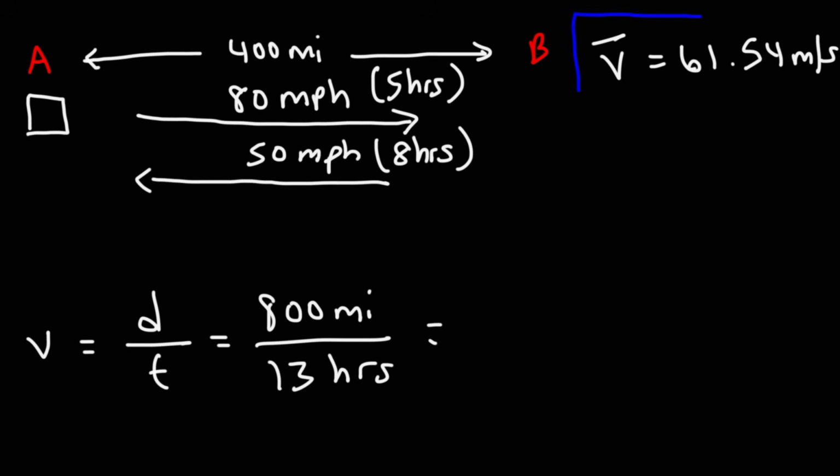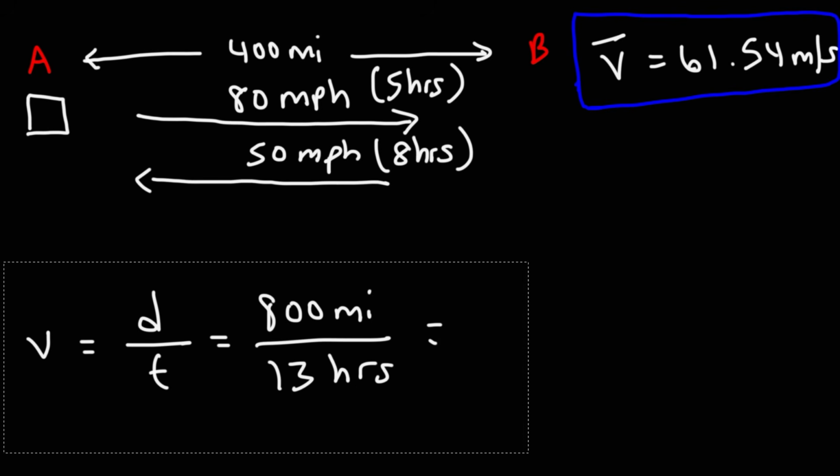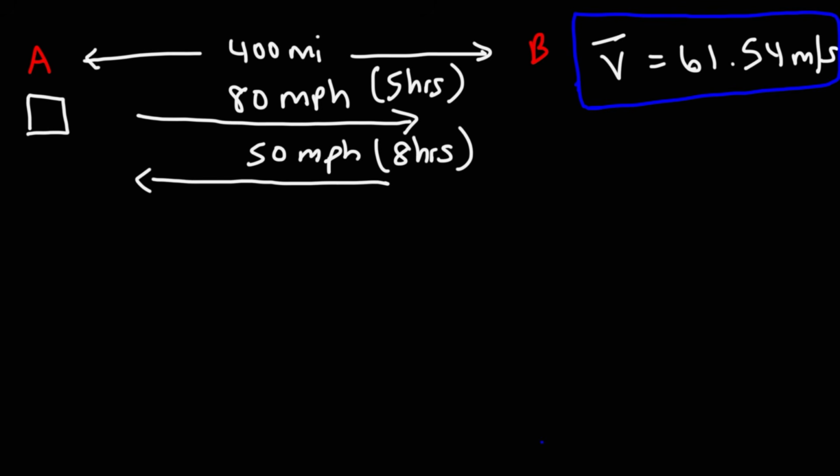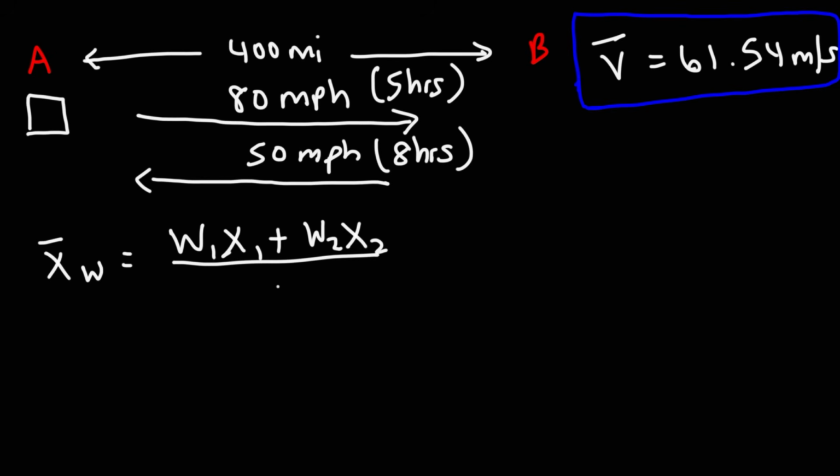Now what we want to do is use the weighted mean formula and the harmonic mean formula to get the same answer. So let's start with the weighted mean formula. We know the average x value is going to be the weight of x1 times x1 plus the weight of x2 times x2, divided by the sum of the weights.